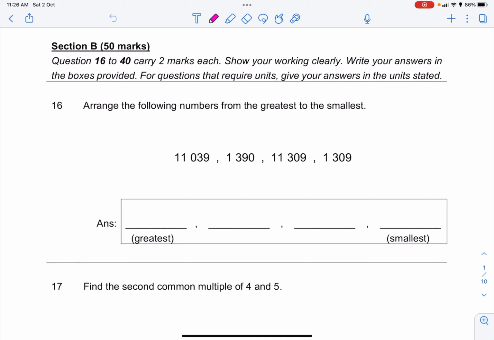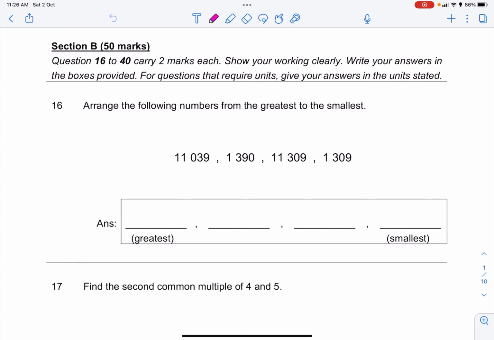Alright, now let's move on to section B. I'm going to split this up into two sections. The first part will be from question 16 to 26, and then you can take a break and go on with the rest from 27 to 40. Okay, so question 16. Arrange the numbers from the biggest to the smallest. So I'm going to list them all down in order.